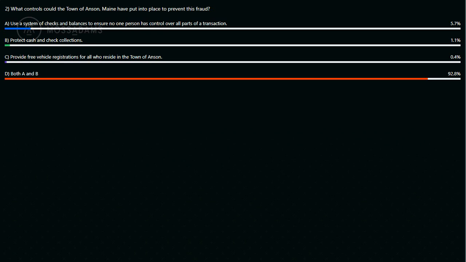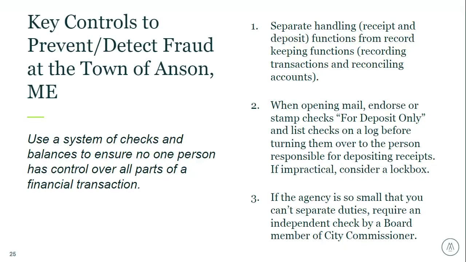Okay, thank you, Amy. Well, not a very tough question here, more of a softball, but yes, both A and B, and we're going to go through both of those items on the next slide here. So some key controls to prevent or detect the fraud that happened in the town of Anson, Maine, is really using a system of checks and balances to make sure that no one person has control over all parts of a financial transaction.